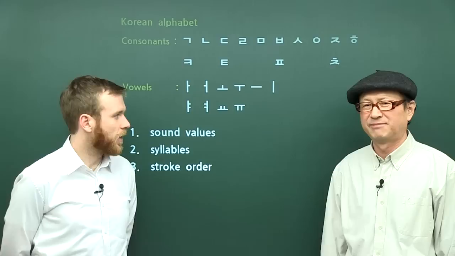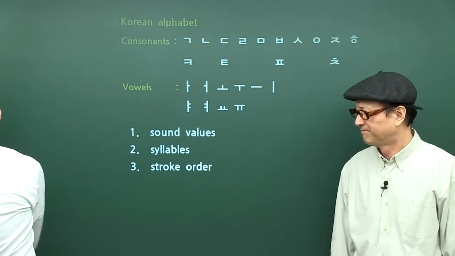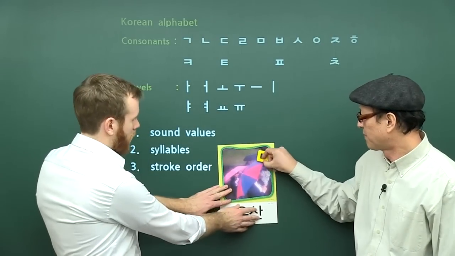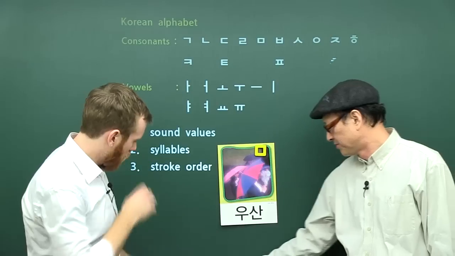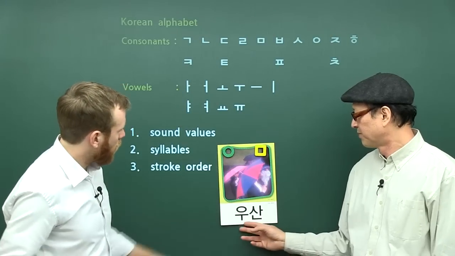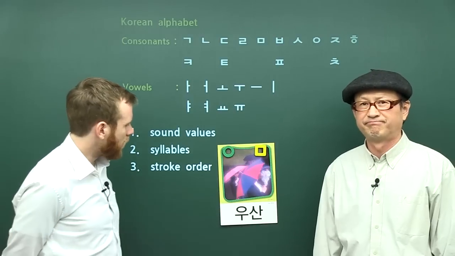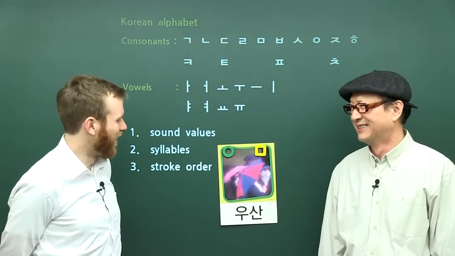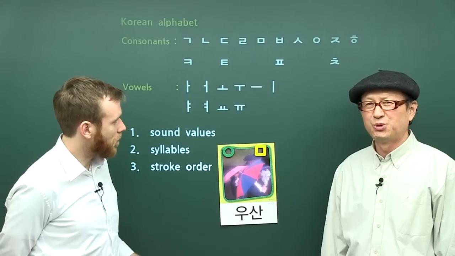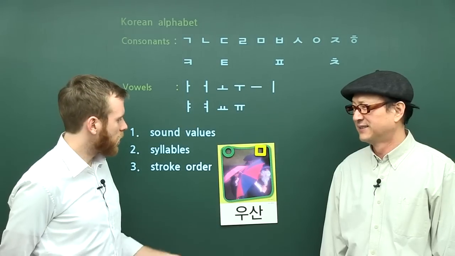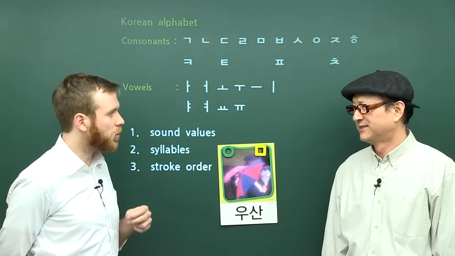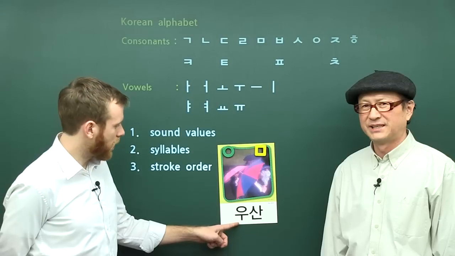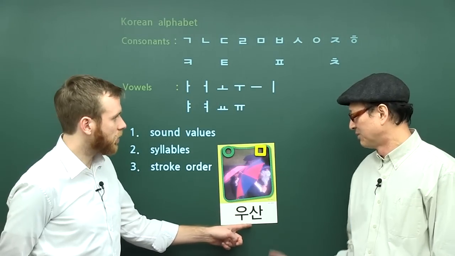So why don't we look at an example of a word in Korean here. We've got a picture here of an umbrella. Of course, umbrella in Korean is not umbrella. No. So how would we say this word? 우산. Okay. So if I hear 우산, it sounds to me like two syllables. And if I look at how it's written in Korean, I have two characters. Right.